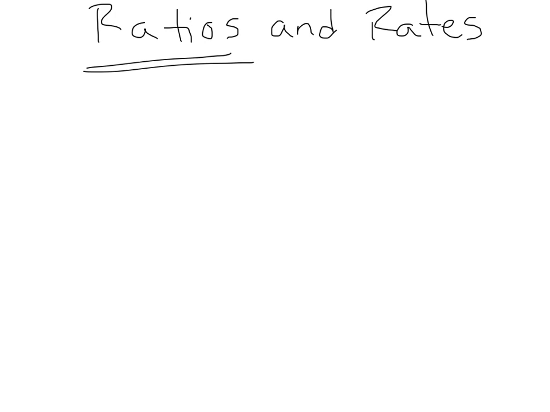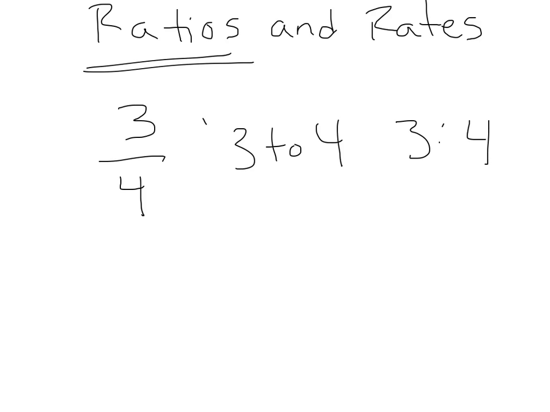Let's start here. Ratio is just a way to compare two quantities, and usually by division. So this is a 3 to 4 ratio, also written 3 to 4, also written 3 to 4, but all read in this manner, 3 to 4.